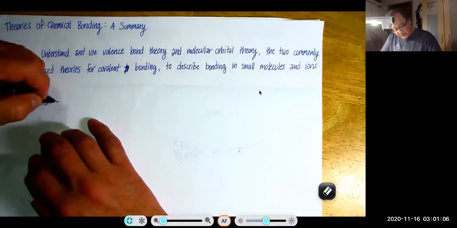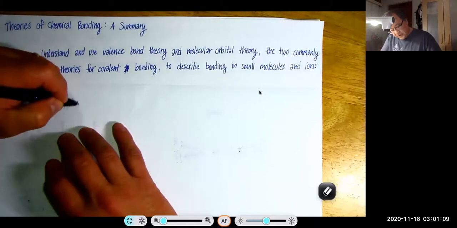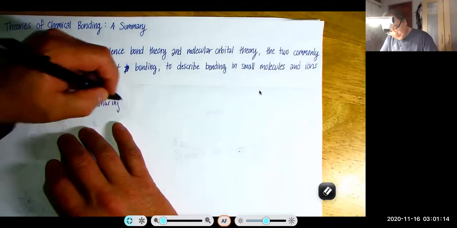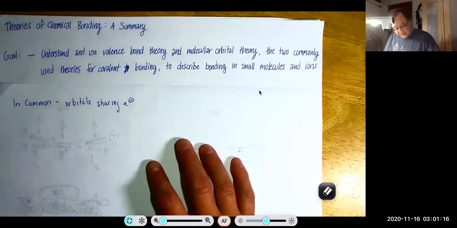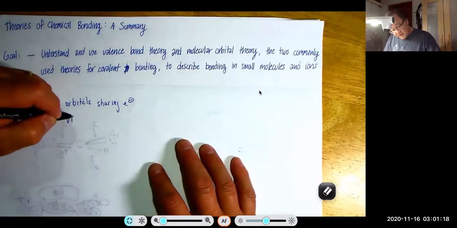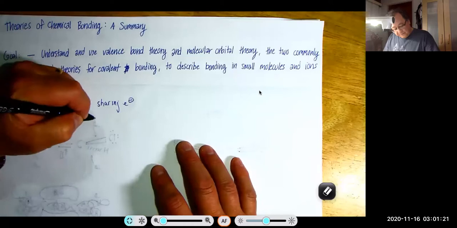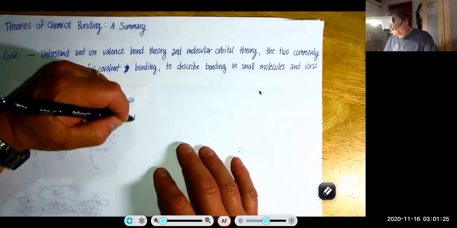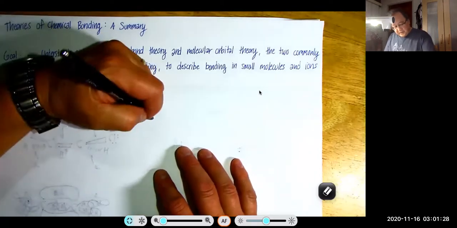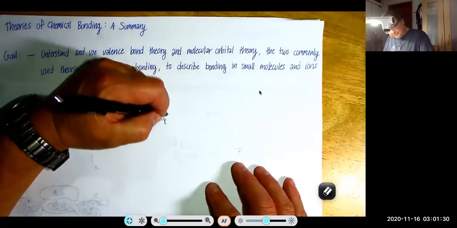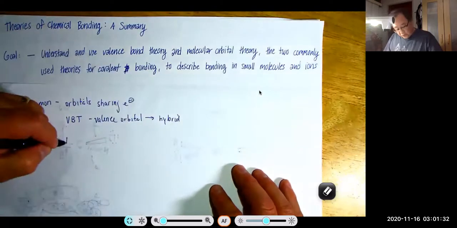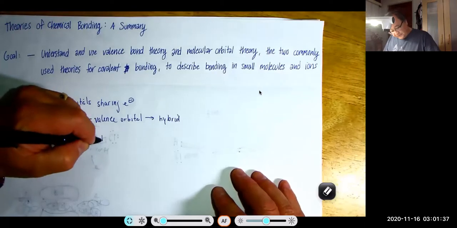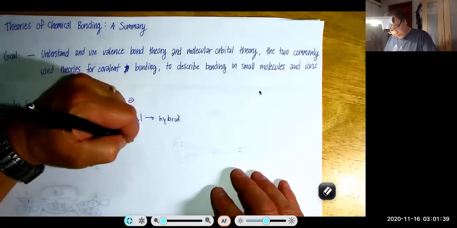In common, we're talking about orbitals sharing electrons. In the case of valence bond theory, they are valence orbitals making hybrid orbitals. In the case of molecular orbital theory, they're going to be orbitals making molecular orbitals.